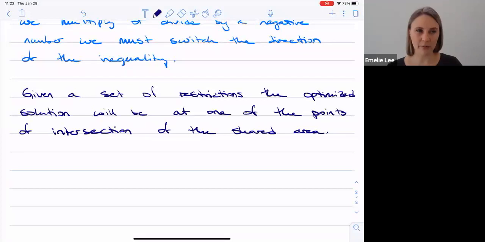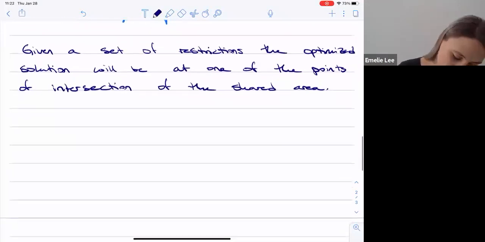So how these problems are going to go is I'm going to give you a profit function, and the profit function, of course, we want to maximize. Just to give you an idea, optimizing can mean to minimize or to maximize, depending on what you're talking about. If you want to minimize cost or maximize profit, it depends. For us, we're going to be dealing with maximizing profit given a set of restrictions.